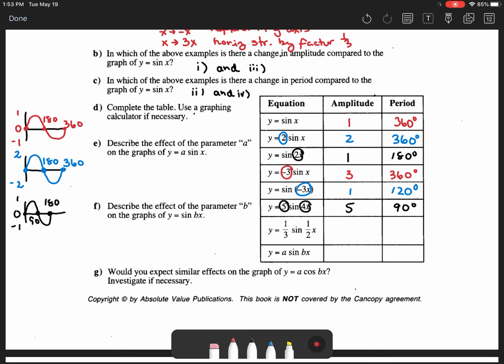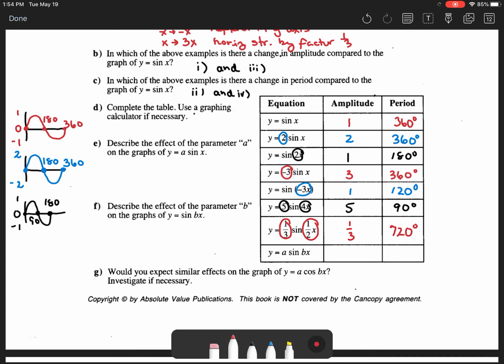And then in the next one, I have 1/3 sine of 1/2 x. So a vertical stretch by 1 over 3. My graph is now going from 1 over 3 to negative 1 over 3. Max minus min over 2 is 1 over 3. And a horizontal stretch by a factor of 2. So 360 times 2 is 720 degrees.